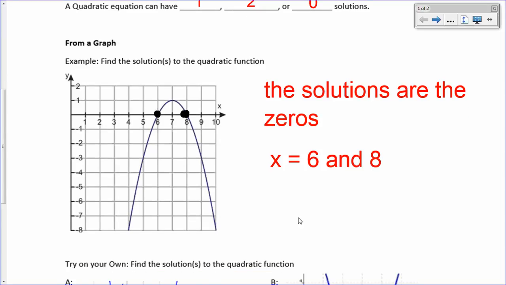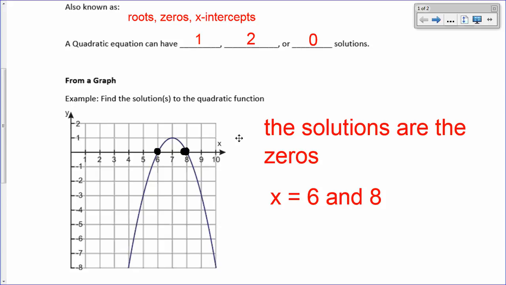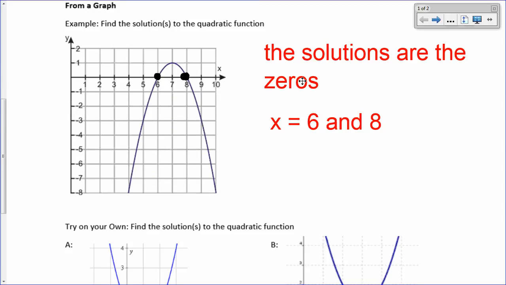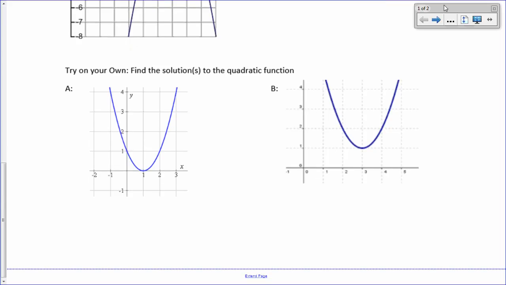That's it. Okay? Now, remember, zeros are where they're crossing the x-axis. So, this is an example where it crosses twice. It is possible that I can only touch it once. It is possible that I can only touch it 0 times. Okay? You have to be ready for that because it will show up. So, you're going to try these two on your own. A and B. Alright? So you give it a try.